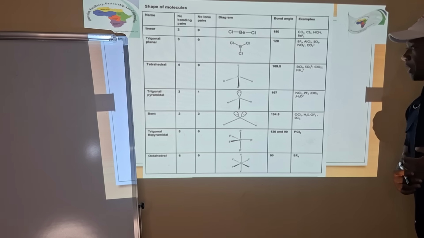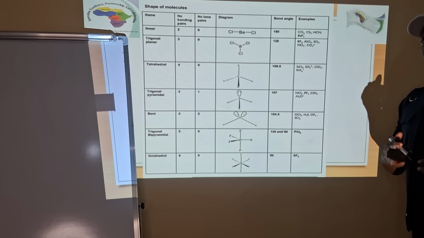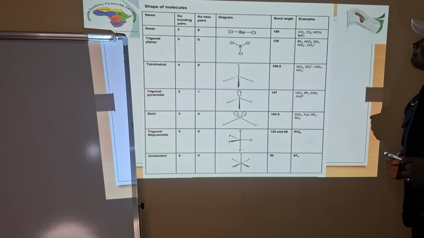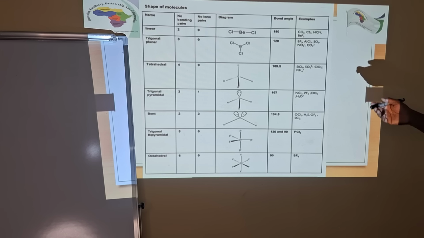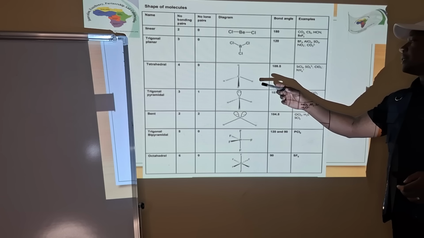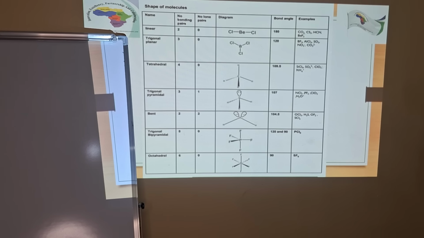Then we move on to trigonal planar. 3 bonding pairs, no lone pairs, and the structure is exemplified as projected here. The bond angle is 120. Examples include boron trifluoride and trichloride. We also have got tetrahedral. It has got 4 bonding pairs, no lone pairs, and the diagrammatic structure is as represented here with a bond angle of 109.5 degrees.